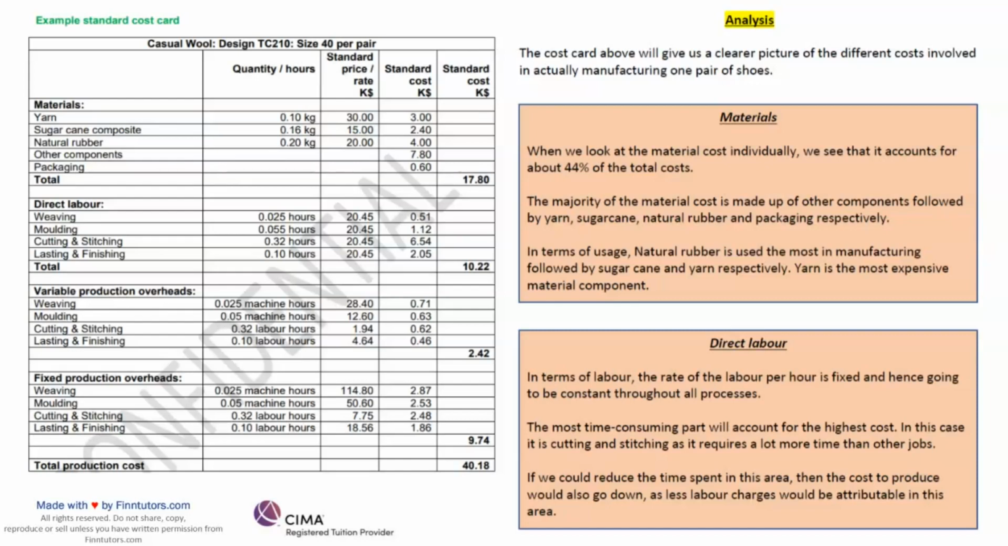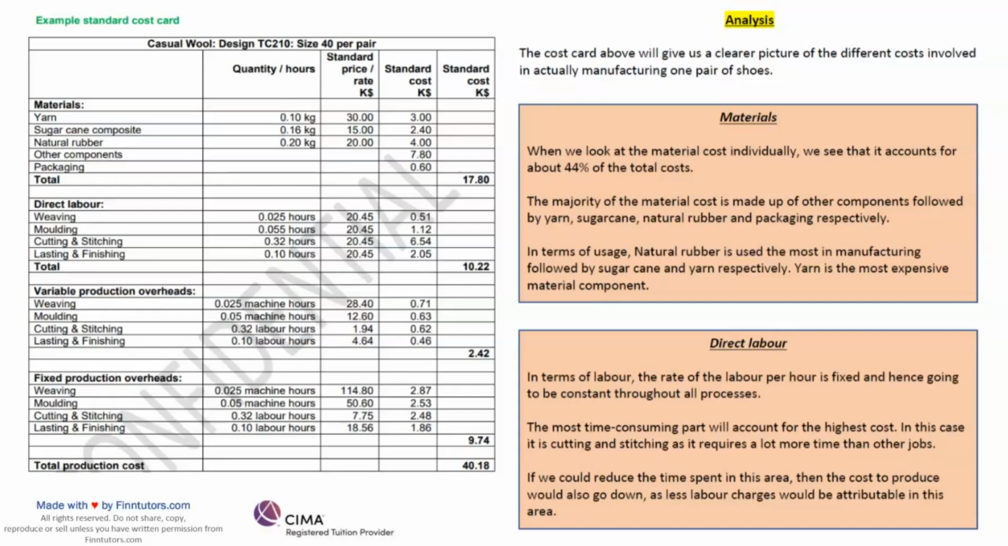So analysis of the cost card under the material section first. When we look at the material cost individually, we can see that it accounts for approximately 44% of the total costs. The majority of the material cost is made up of other components, followed by yarn, sugarcane, natural rubbers, and so on. In terms of usage, natural rubber is used the most in manufacturing, followed by sugarcane, and then yarn.